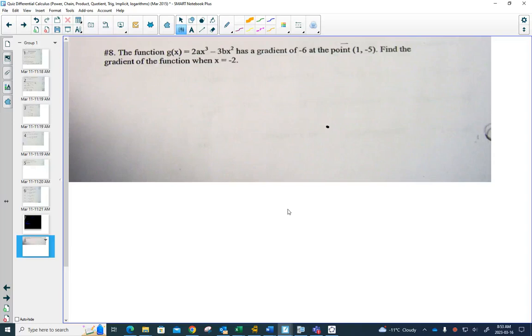So it's a problem-solving question because it seems like we're not given enough information, and we also don't know what A and B are, which is going to cause us some problems. So what do we know? It tells us something about the gradient. The gradient is the slope. The slope of the tangent is -6 at 1, -5. And so that means I could find my derivative. Right here it's a power law. The 3 would come out in front. Subtract 1 from the exponent. Here the 2 would come out in front. Subtract 1 from the exponent.